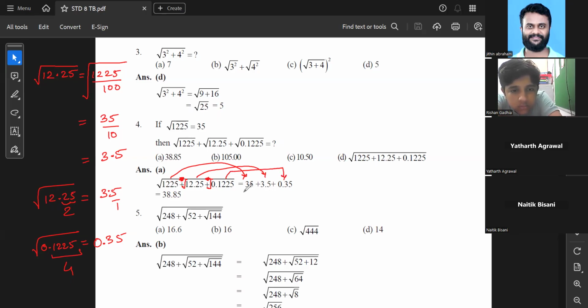And then simple addition. 35 plus 3.5 plus 0.35 you will add. Addition you already know. You will get the answer to be 38.85.